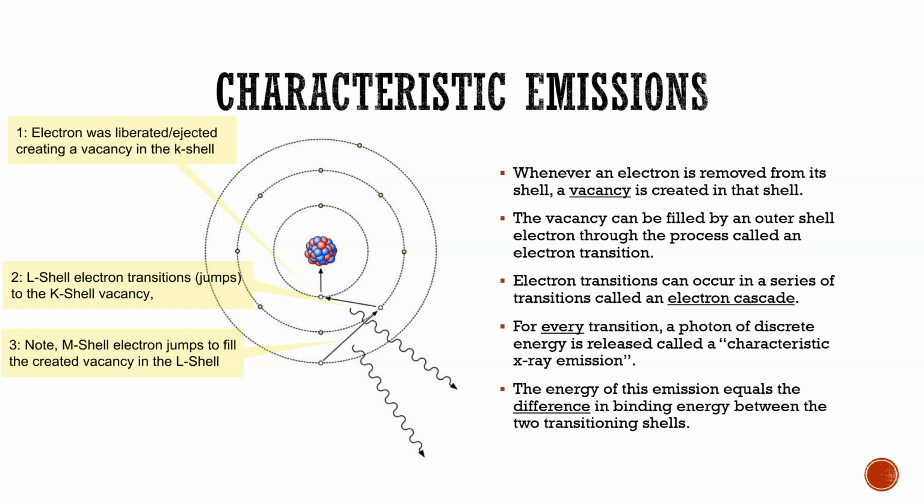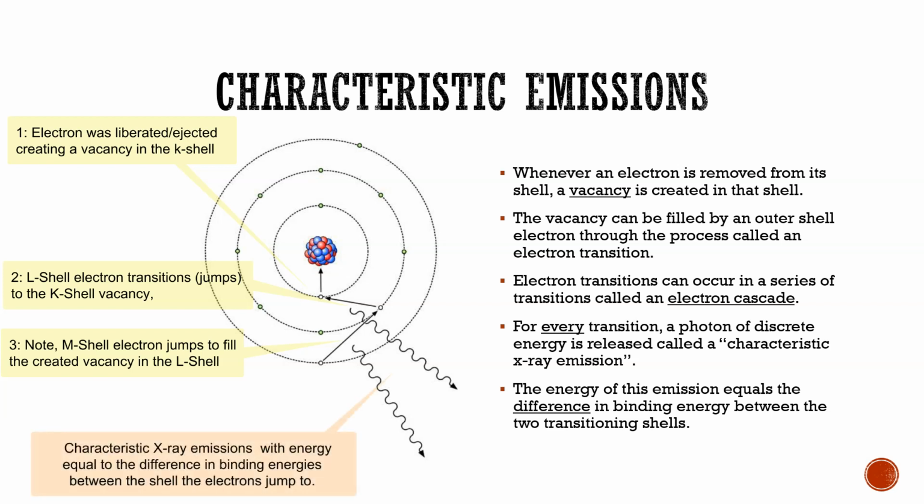This is whereby an outer shell electron jumps from its position to fill the vacancy in the inner shell. So what happens in this process is that whenever there's a transition from an outer shell to an inner shell, there's going to be a release of energy which is proportional to the difference between the two binding energies of those shells. So as it transitions, it releases energy in the form of an X-ray. And the energy of this X-ray equals the difference between those two orbital shells.